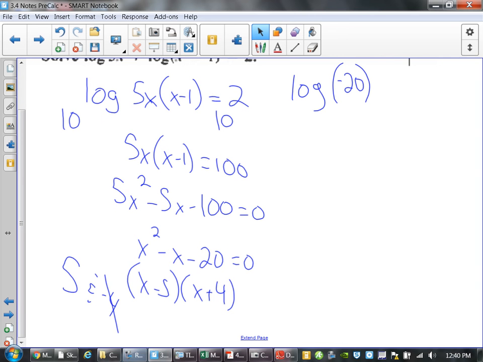You're gonna throw out the negative 4 because that's what you would call an extraneous solution. It's a solution, but it's not a solution. The negative 4 in this case won't work. Sometimes the negative value might work, sometimes it won't. This is why you gotta double check your answers.